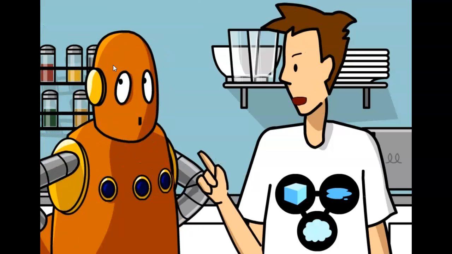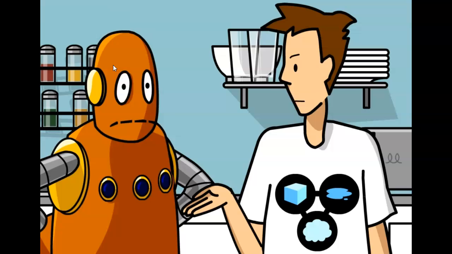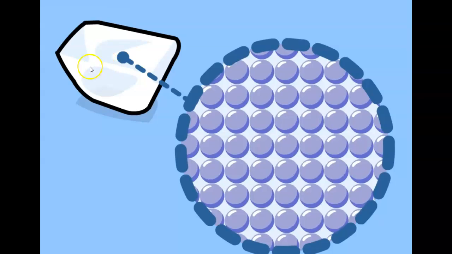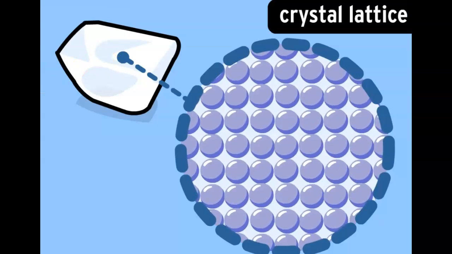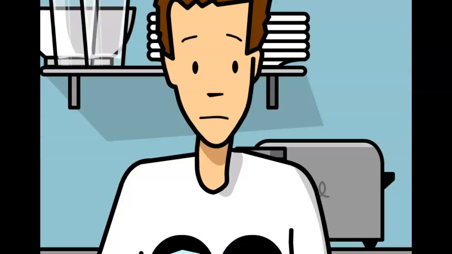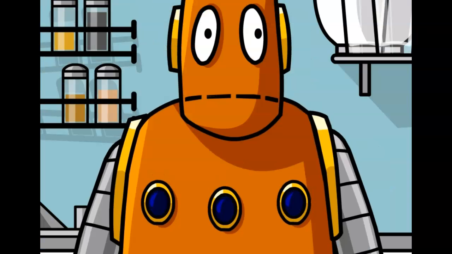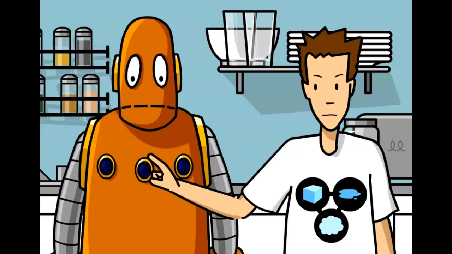Hey, I said no funny stuff. Give me the squirt gun. Molecules of ice are bonded tightly to one another in a structure called a crystal lattice. These molecules all contain energy, and that energy makes them vibrate. Wait a minute, where's the ice? Are you sure?